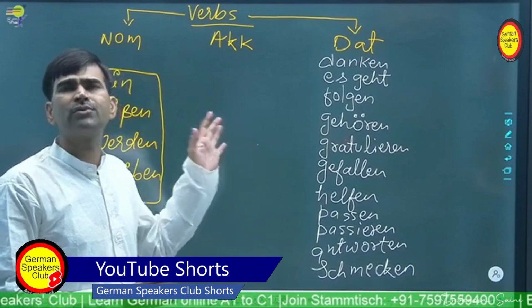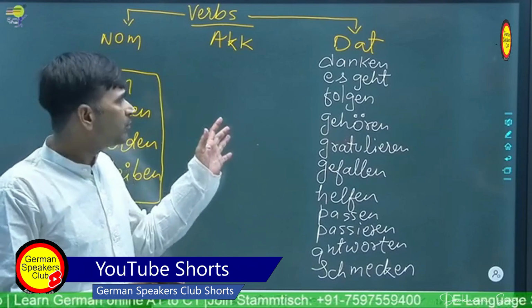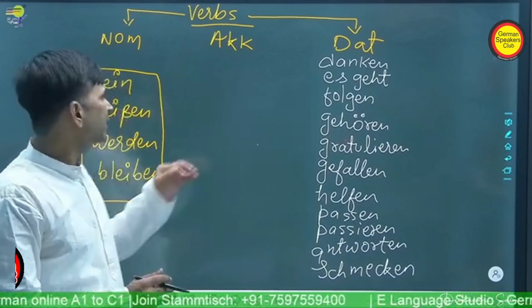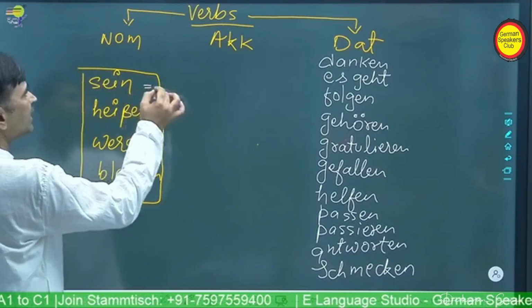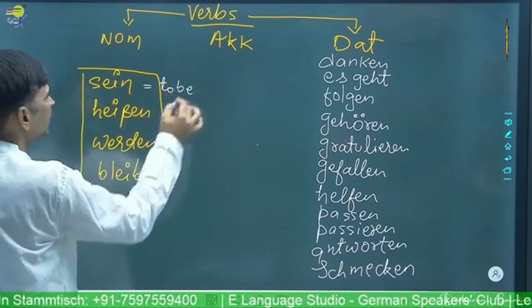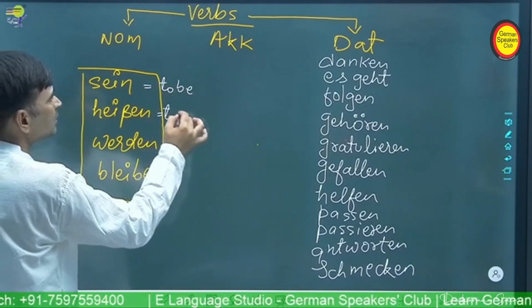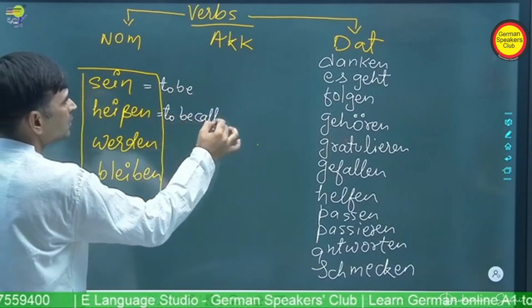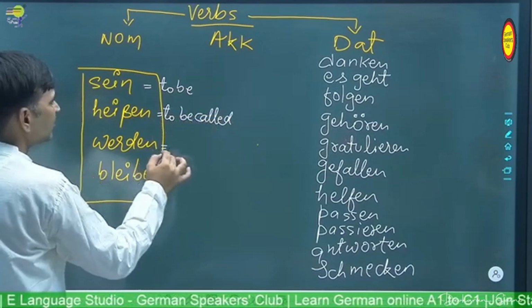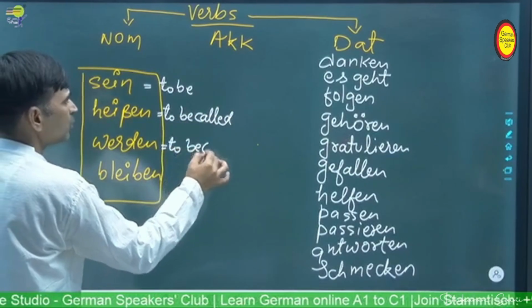If you know these verbs, these are all the dative verbs and these are the nominative verbs, and all the verbs apart from these two categories would fall in the accusative case. These verbs are either dative or nominative and the rest are accusative.